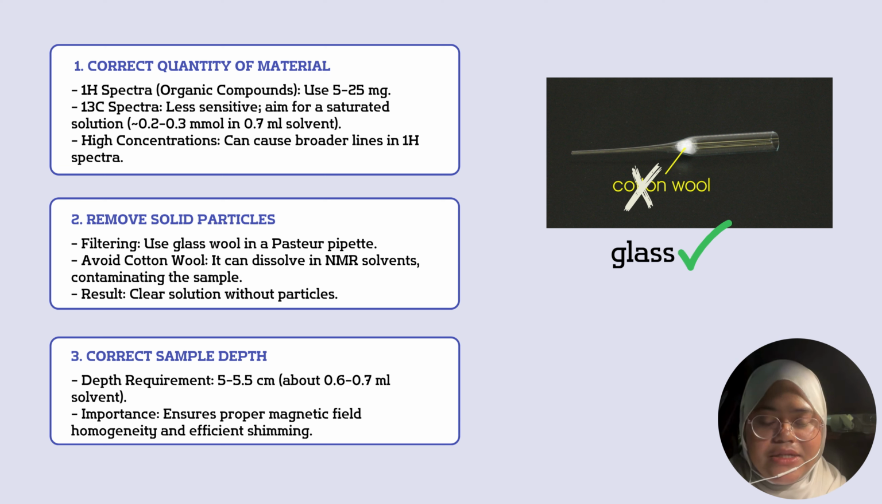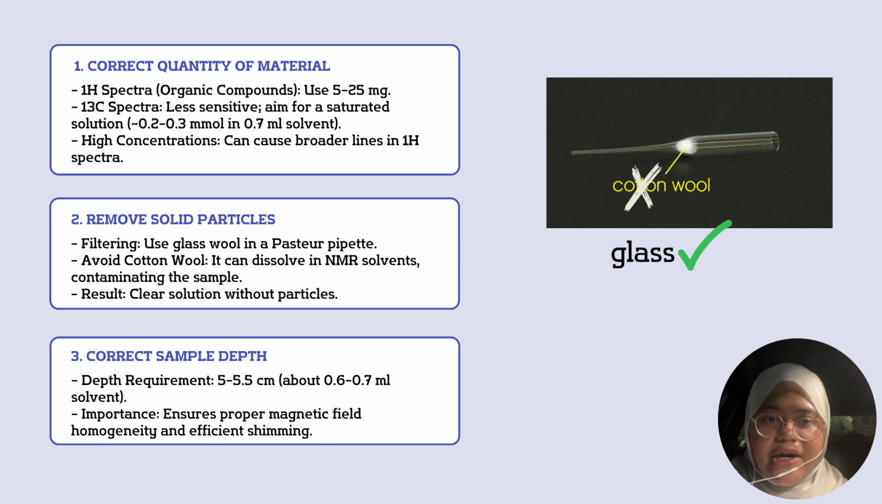Solid particles can distort magnetic field homogeneity, causing broad lines and indistinct spectra. Filter all solutions into the NMR tube using a small plug of glass wool in a Pasteur pipette. Avoid using cotton wool as it can dissolve in solvents and contaminate your sample.